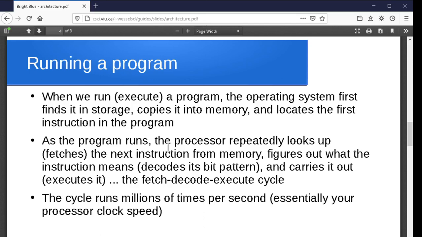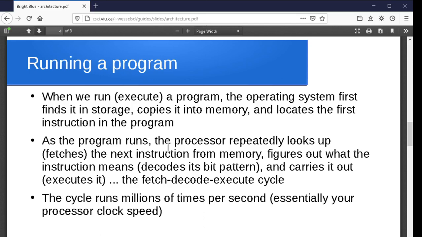The executable is just this long sequence of instructions. It has to copy that into memory so that it can run it. And it has to figure out where the start point in that program is, where the first instruction is. So it loads that up, and then essentially it just repeats this cycle of grabbing the next instruction to run, figuring out what it is, and executing it.